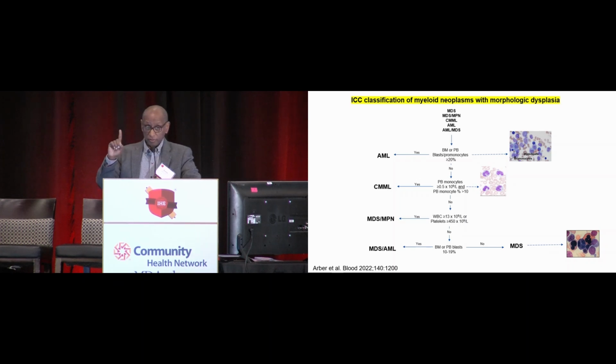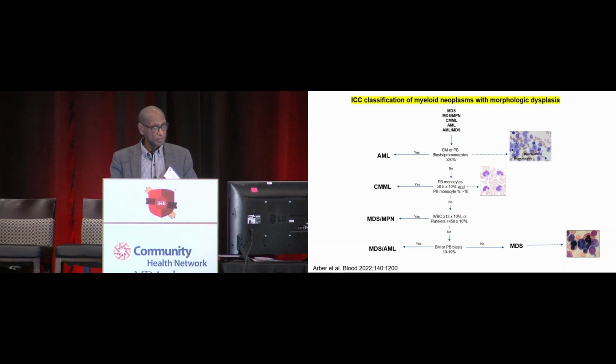That's the first question. The next question should be, believe it or not, what is the monocyte count? What's the peripheral blood monocyte count? Not whether or not the blasts are between 10 and 19%. What's the monocyte count? Because if the monocyte count is 500 or more, along with 10% representation, then that's CMML. That's chronic myelomonocytic leukemia. I don't care whether the blasts are between 10 and 19%.